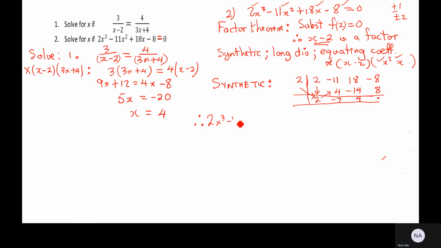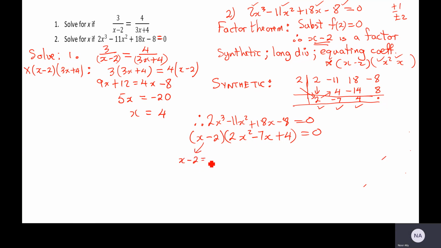Therefore, 2x cubed minus 11x squared plus 18x minus 8 equal to 0 can be factorized to x minus 2 times the trinomial, and there are your 3 values: 2x squared minus 7x plus 4 equal to 0. That factor is equal to 0. What do we do in this case? Think carefully. Can that be factorized?